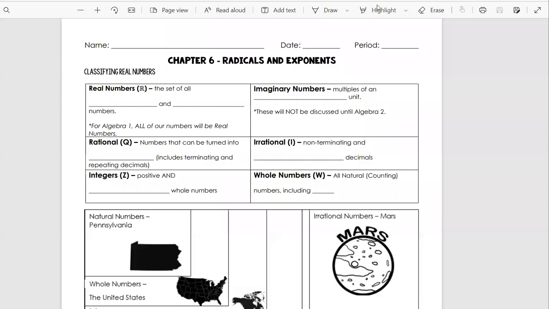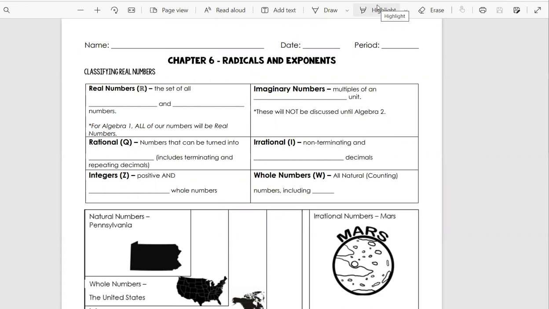Hey everyone, so this is the start of chapter 6. In this section, we're going to be talking about radicals and exponents. The very beginning here, we are going to do a little refresher on things that you learned in middle school about how to classify real numbers. So that's what this first page is talking about.